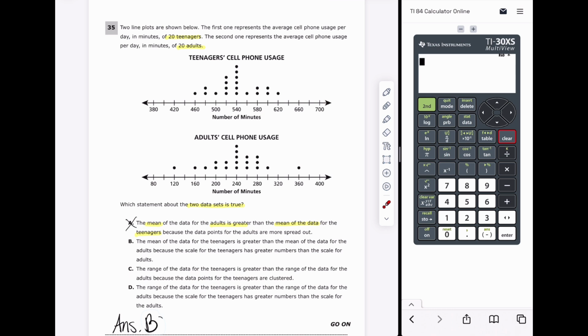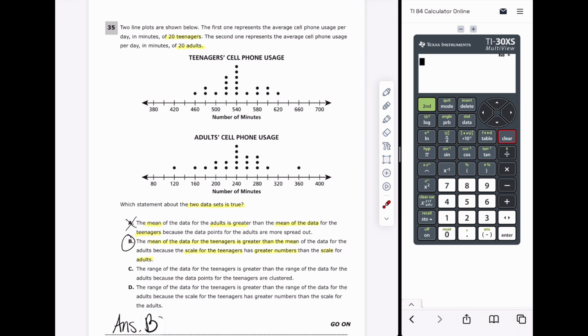Let's look at B. The mean of the data for teenagers is greater, which we know is true, than the mean of adults. Yes, because the scale for the teenagers has greater numbers than the scale for adults. Absolutely true, and that was the point that I was making, that we can see it in the values. The scale was different, so I already knew that the teenagers were going to have a higher average because their numbers were already in the 400s and higher, whereas the adults were only up to the 300s. So let's figure out why C and D don't work.